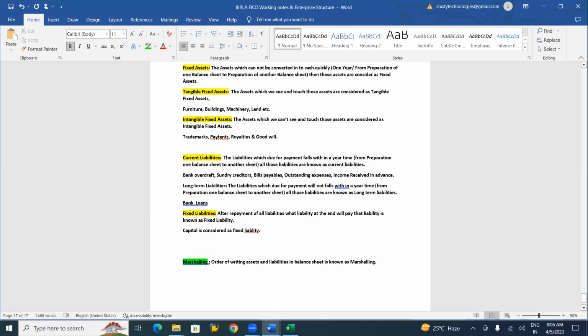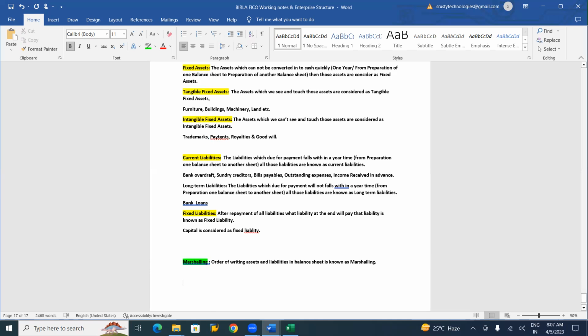Right? So order, how we will write? First, we will take current assets or fixed assets, and liabilities, current liabilities or fixed liabilities. Which one are we going to take first, which one last on the asset side? Same as on the liability side, which liability we take first, which last. So we need to follow a specific order, and that order of writing is nothing but marshalling.